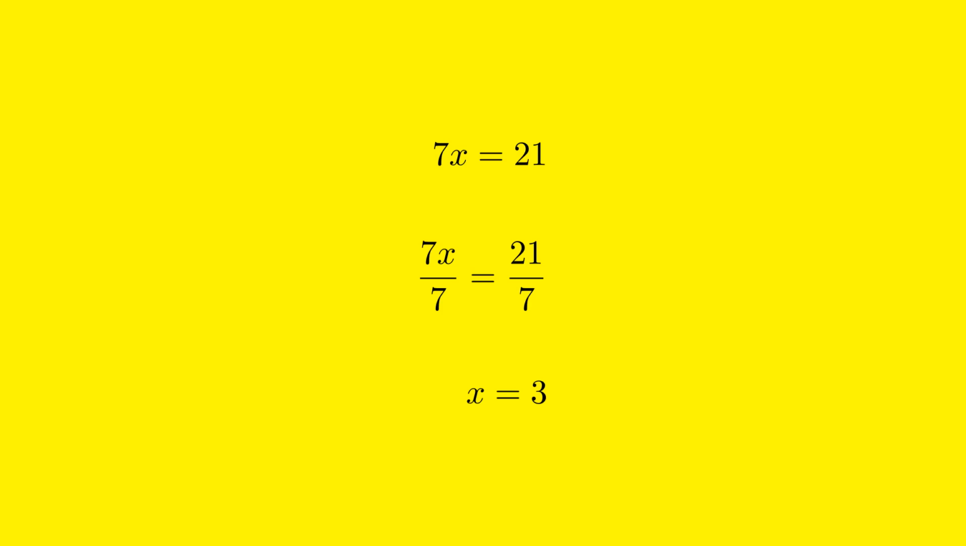In summary, in step 2, we divided both sides of the equation by 7, changing 7x equals 21 to x equals 3, successfully isolating the variable x and finding its value.